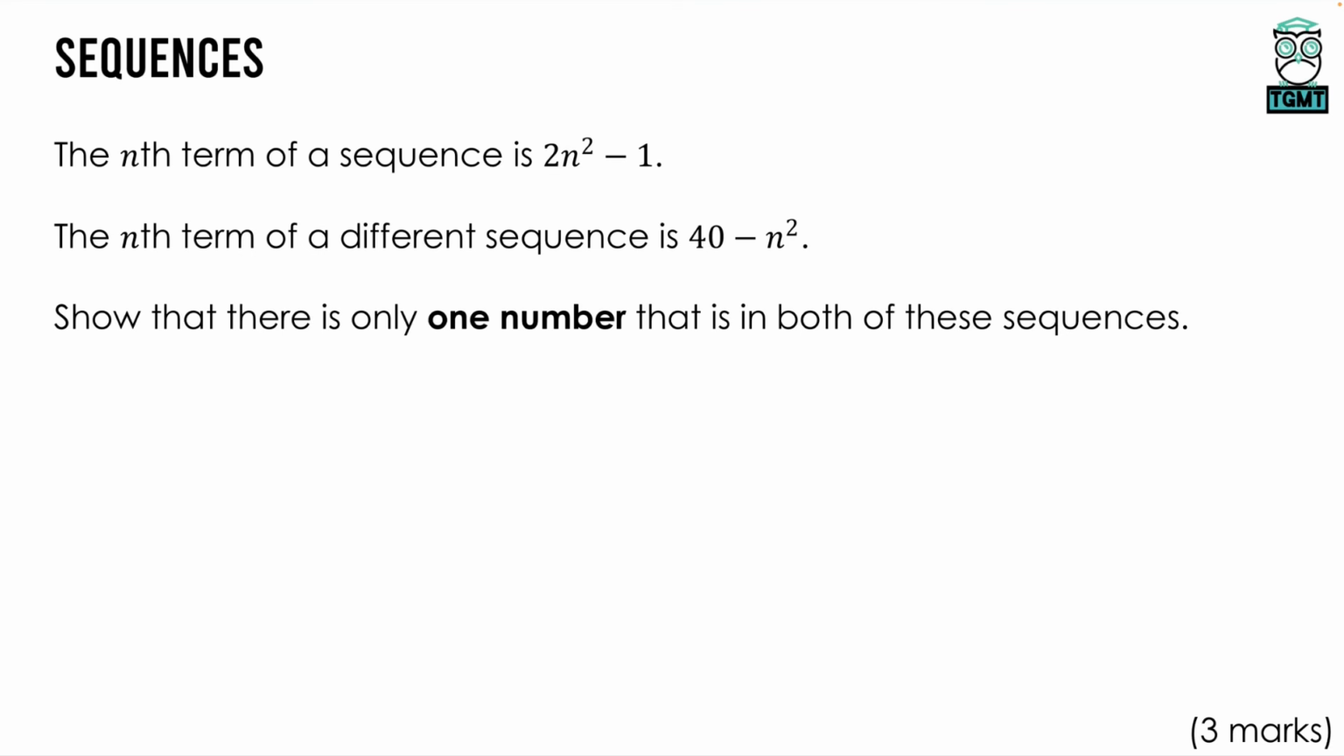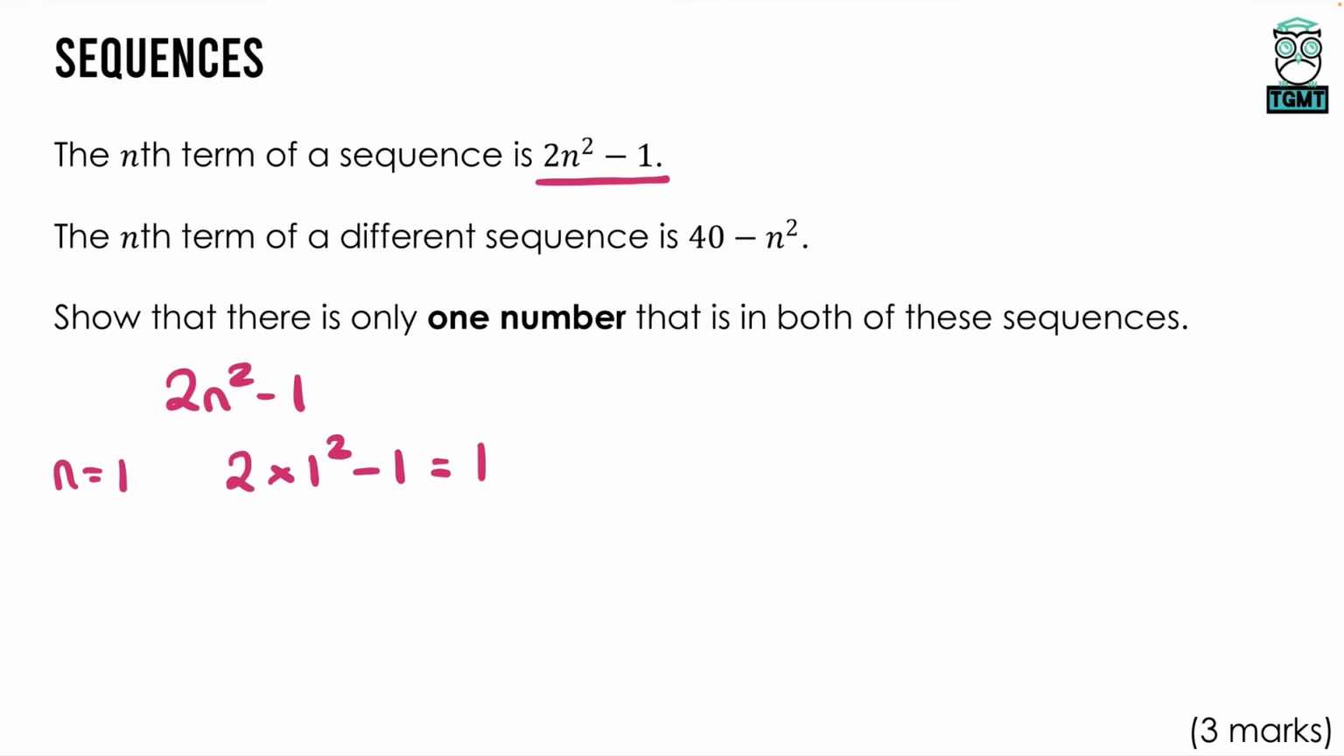So we need to go ahead and generate this sequence. Now it doesn't matter which one we start with. Let's start with the first one, 2n squared minus 1. n is the position within the sequence, so it makes logical sense for us to start with the number 1. So when n is equal to 1, we have 2 times 1 squared and then subtract 1. So that's 2 times 1, which is 2, take away 1, which gives us 1.